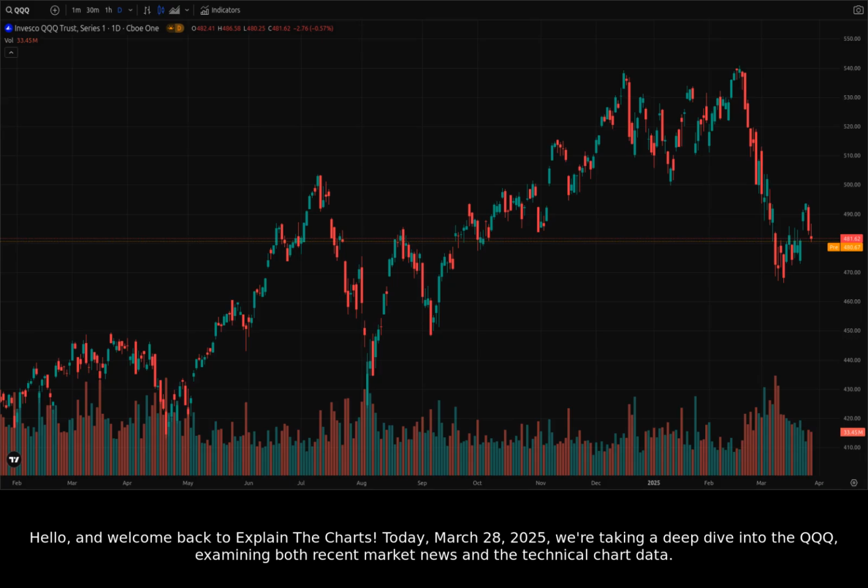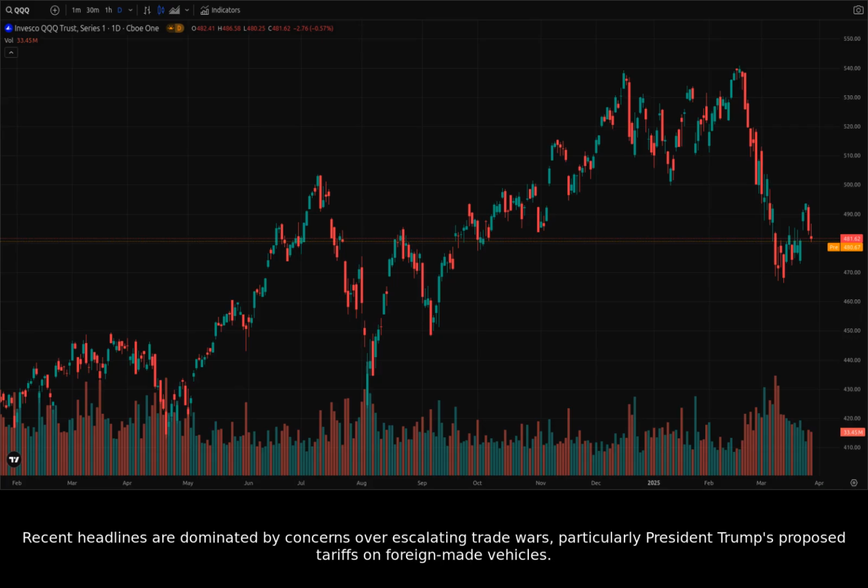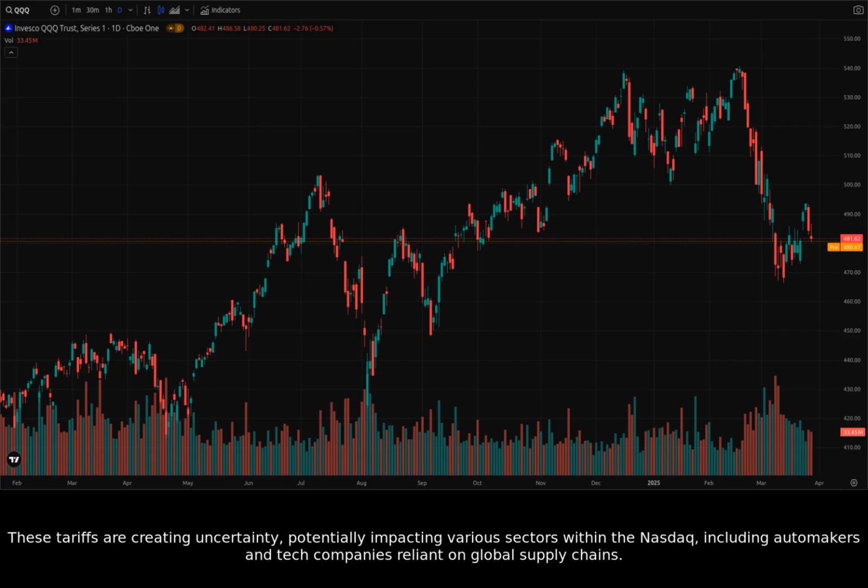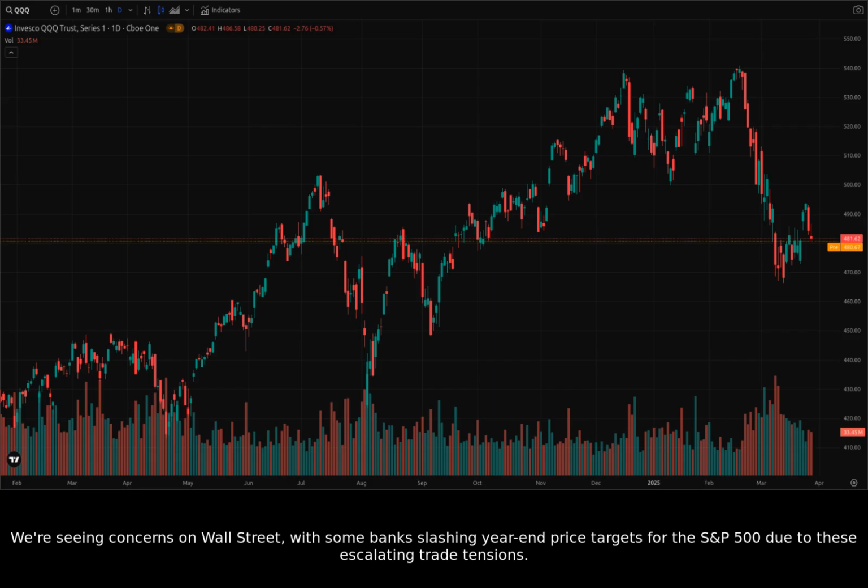Today, March 28th, 2025, we're taking a deep dive into the QQQ, examining both recent market news and the technical chart data. Recent headlines are dominated by concerns over escalating trade wars, particularly President Trump's proposed tariffs on foreign-made vehicles. These tariffs are creating uncertainty, potentially impacting various sectors within the Nasdaq, including automakers and tech companies reliant on global supply chains. We're seeing concerns on Wall Street, with some banks slashing year-end price targets for the S&P 500 due to these escalating trade tensions.